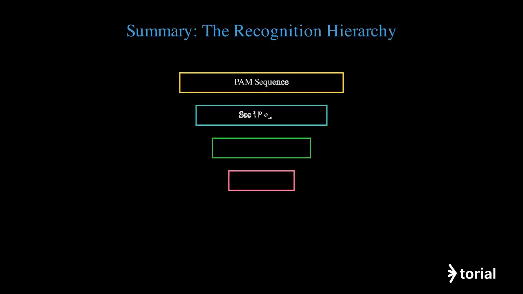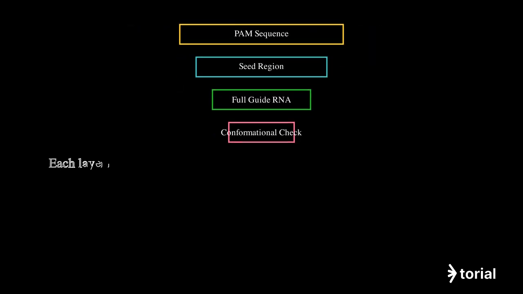Let's summarize the multi-layered recognition system that ensures CRISPR accuracy. The recognition hierarchy filters potential targets through multiple checkpoints: PAM scanning, seed matching, full guide verification, and conformational proofreading. Each recognition layer independently reduces the probability of off-target cutting by 100 to 1,000-fold.